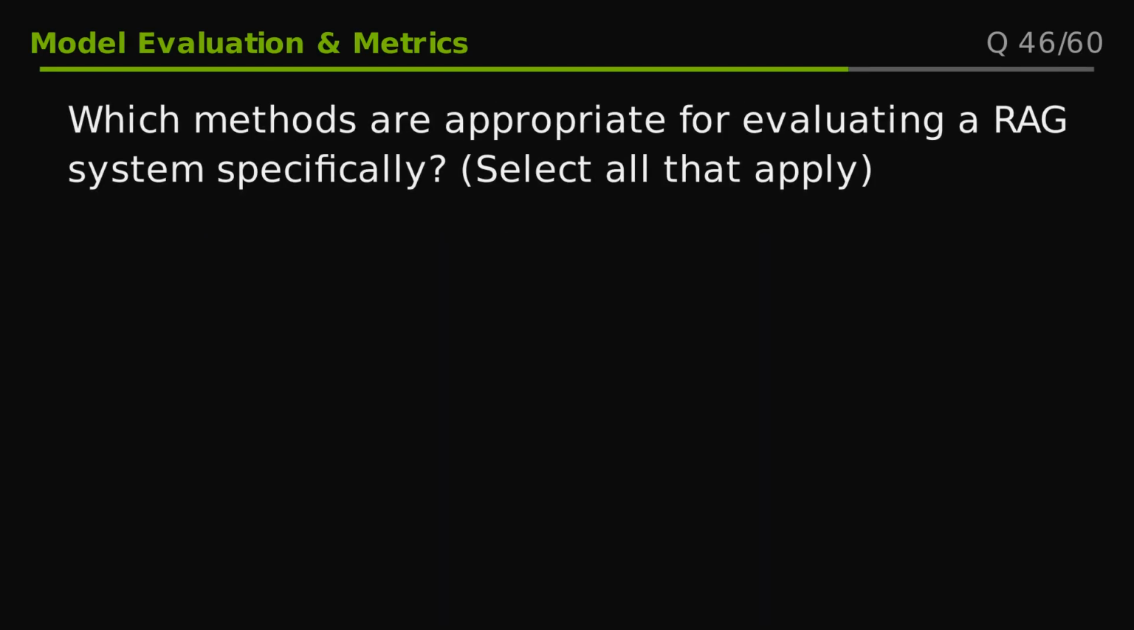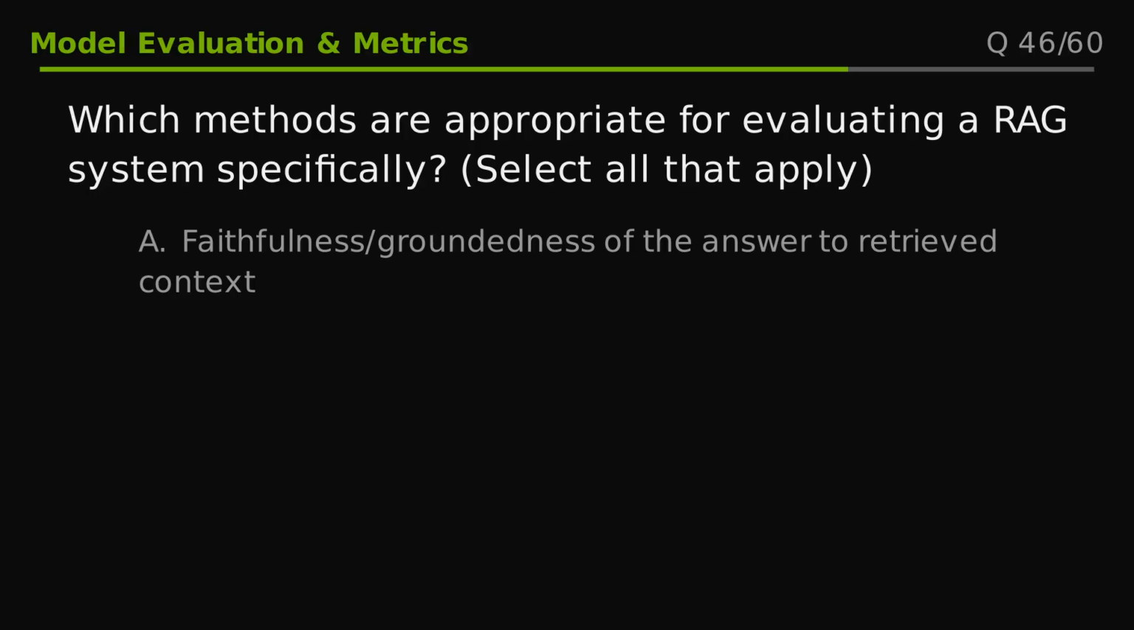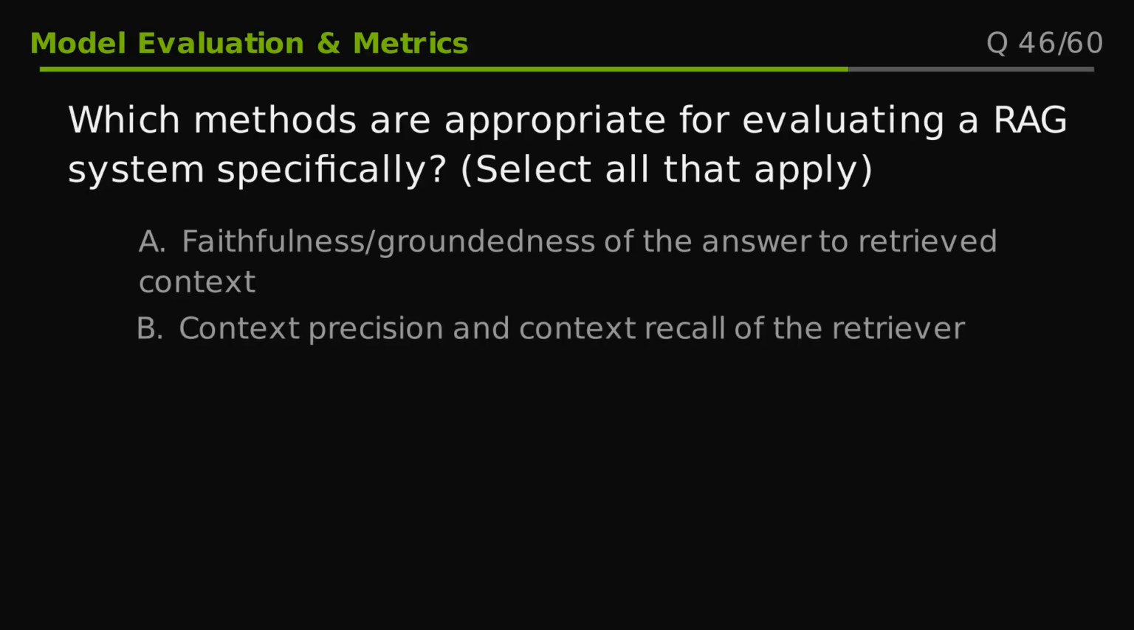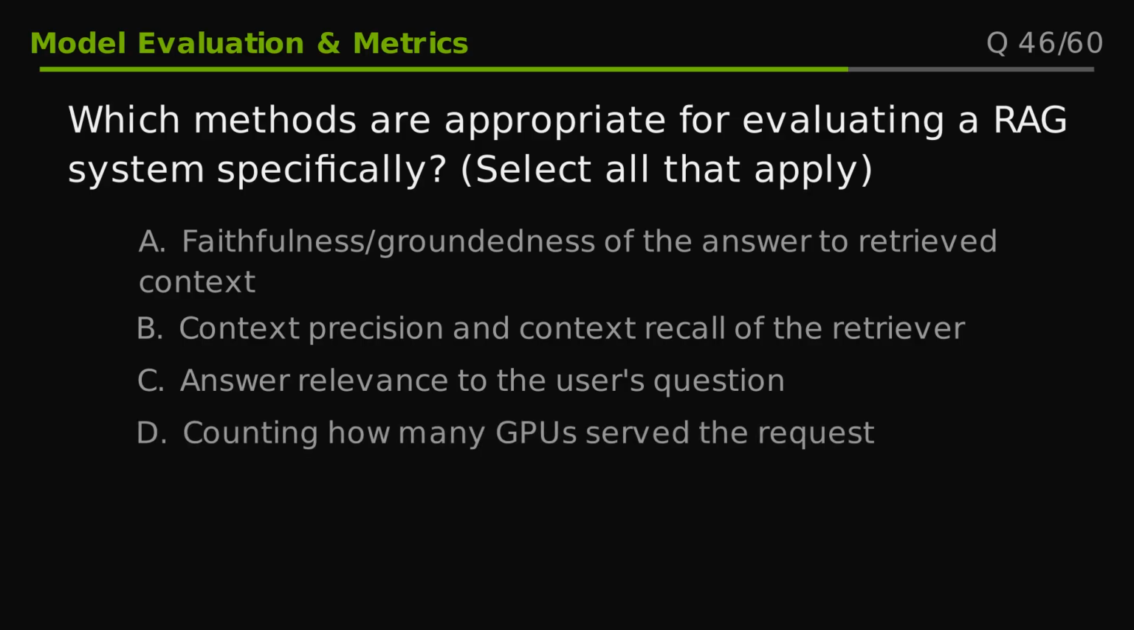Question 46. Which methods are appropriate for evaluating a RAG system specifically? Select all that apply. Option A, faithfulness or groundedness of the answer to retrieved context. Option B, context precision and context recall of the retriever. Option C, answer relevance to the user's question. Option D, counting how many GPUs served the request.